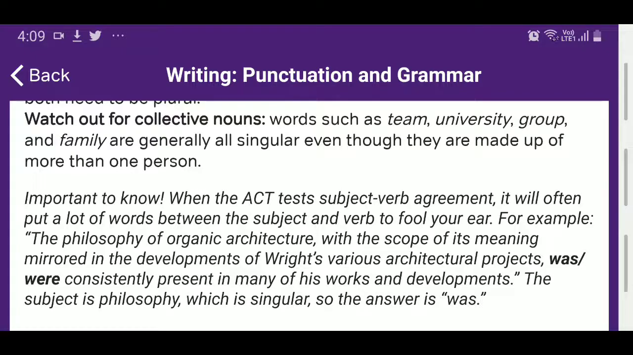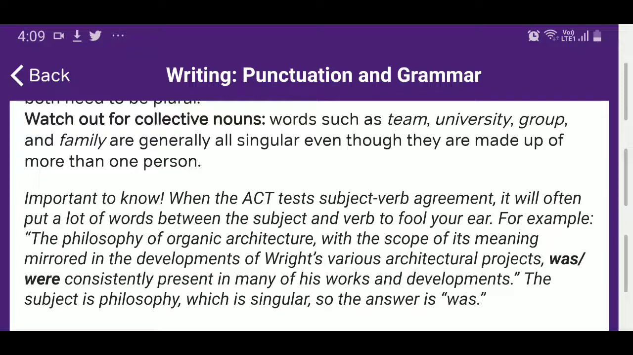The philosophy of organic architecture is the subject, and the rest of it is a modifier: with the scope of its meaning mirrored in the developments of Wright's various architectural projects is the modifier. So I can just cut this modifier, the part which is after "with", and see what should come there.